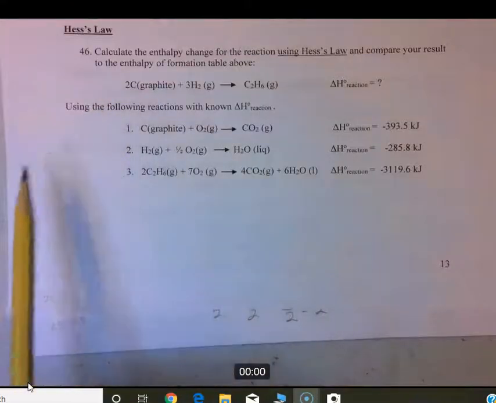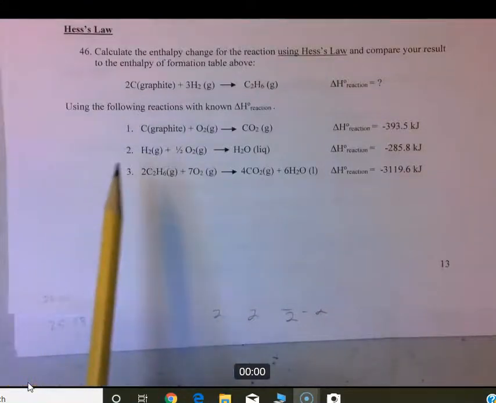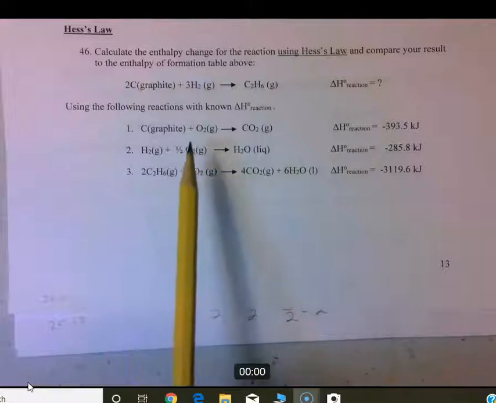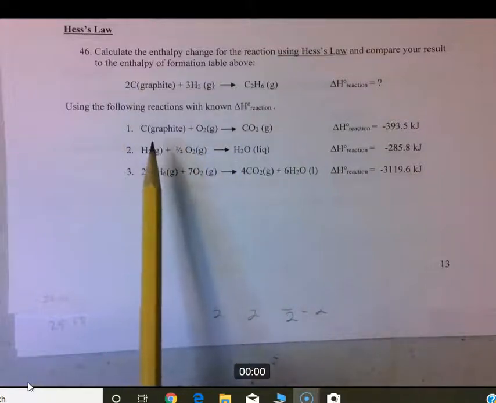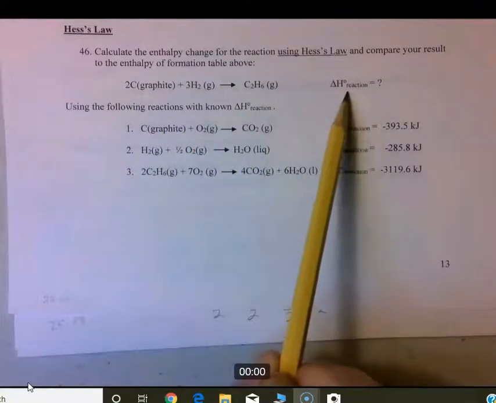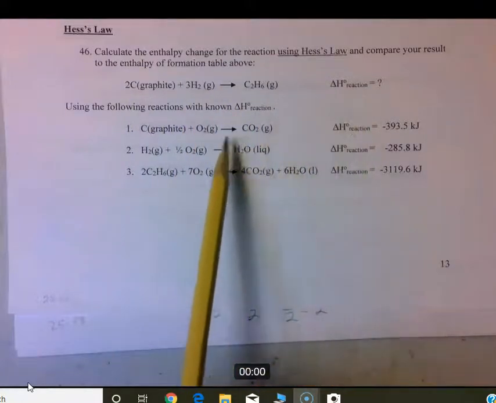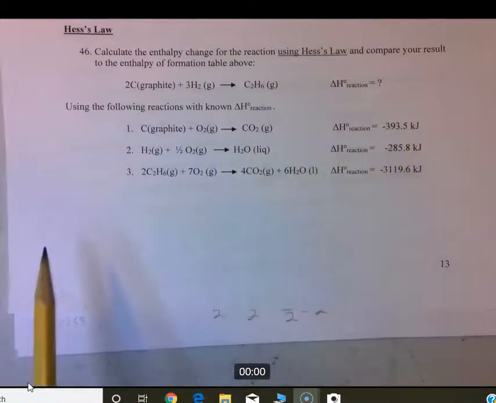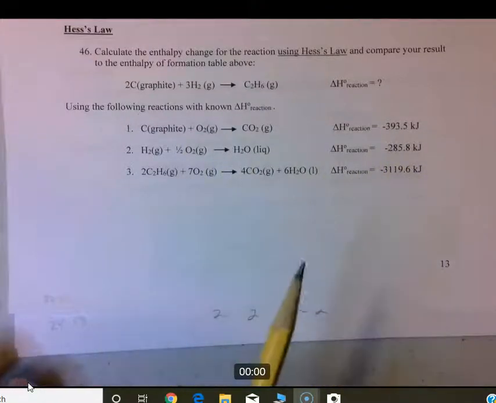Okay, now we're going to move on to a Hess's law problem here. It says calculate the enthalpy change for the reaction using Hess's law. So Hess's law is like a puzzle. You're going to try to recreate this reaction for which you do not know the enthalpy of reaction from 3 other reactions for which you do know the enthalpy of reaction. So there's 3 things you can do.